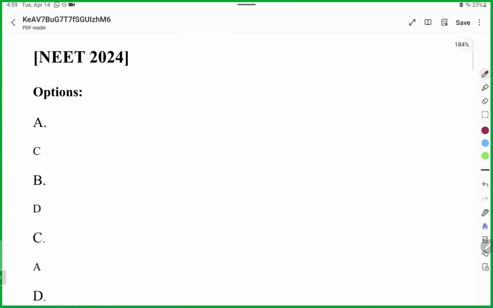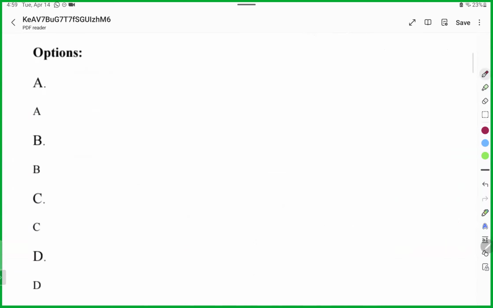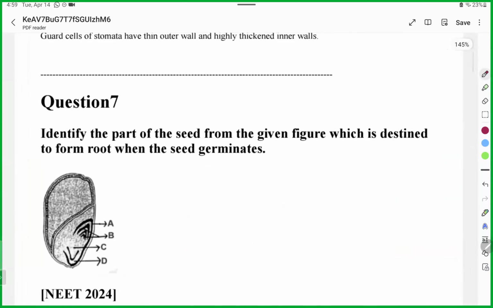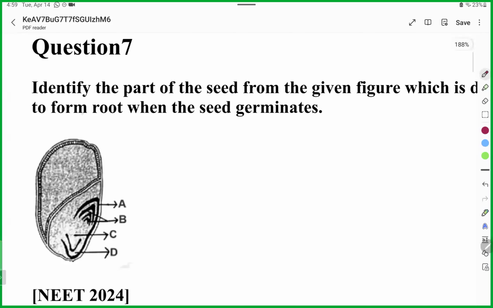So neat diagram, and a very blurry diagram. Which of the following structures forms the root when a seed germinates? Radicle. C. Plumule forms the shoot system and radicle forms the root system. Correct.